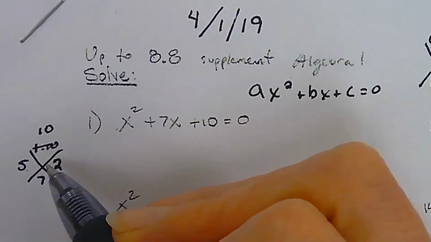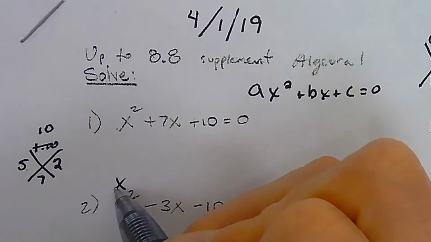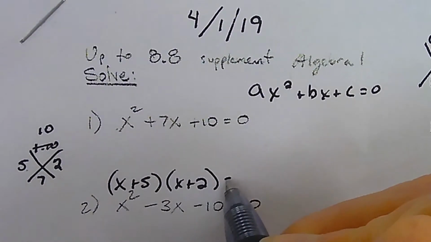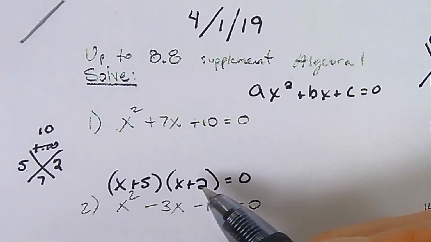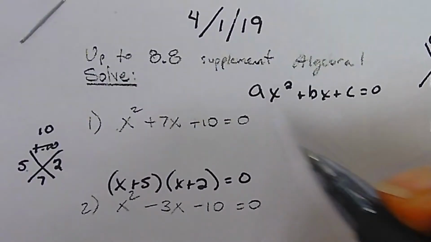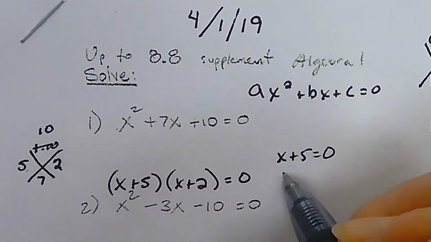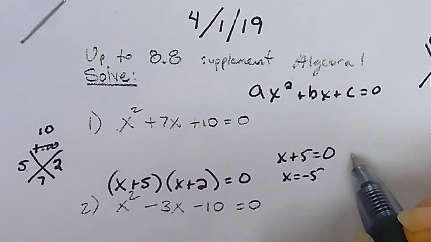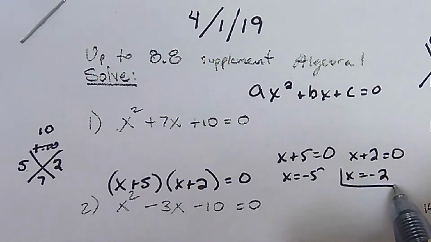Now, because this is a leading coefficient of 1, I could just take my factors of x plus 5 and x plus 2 and let those be my factored forms. Now to solve, I can use the zero product property. X plus 5 equal to 0 means that x equals negative 5, or x plus 2 equals 0 means x equals negative 2. And there's my solutions.